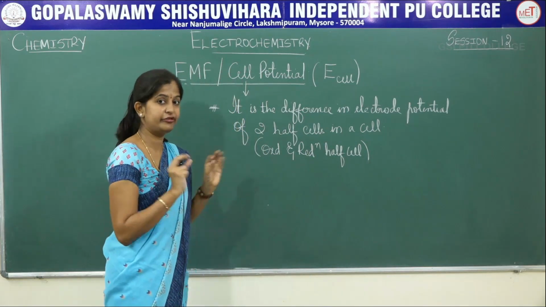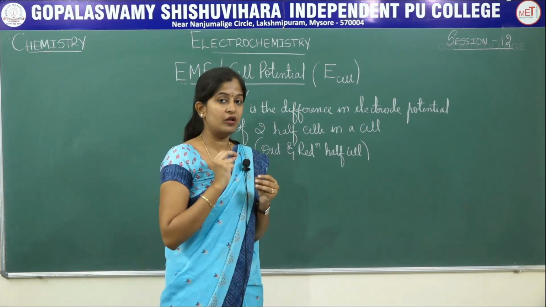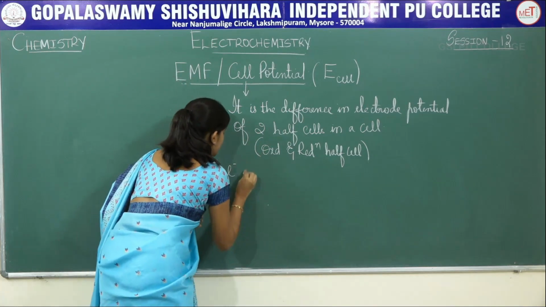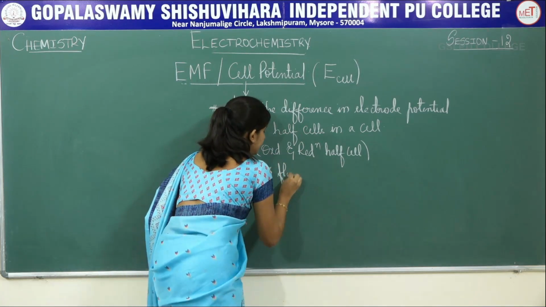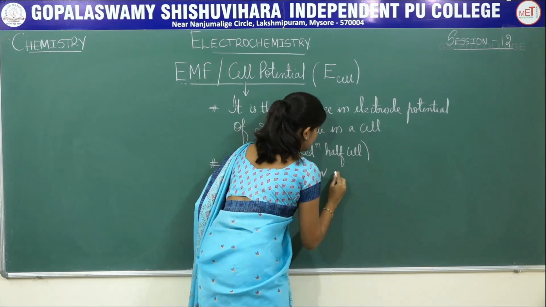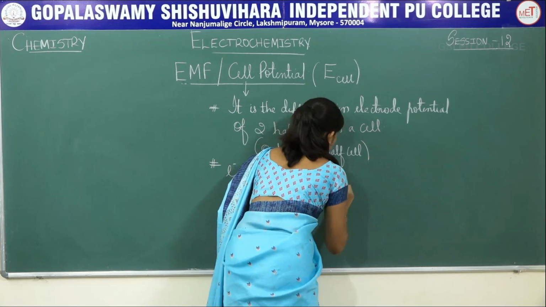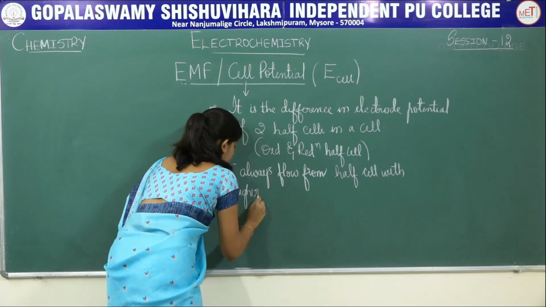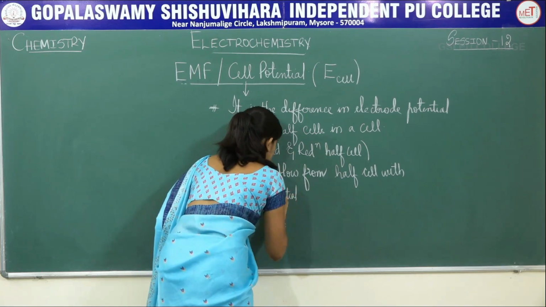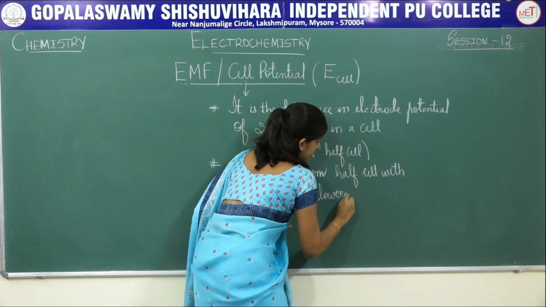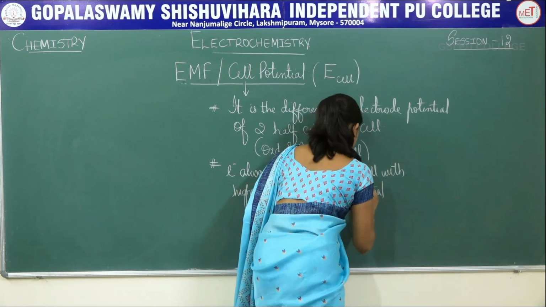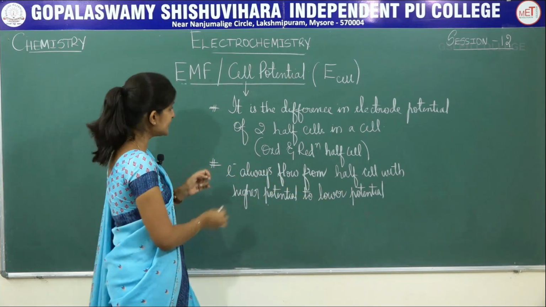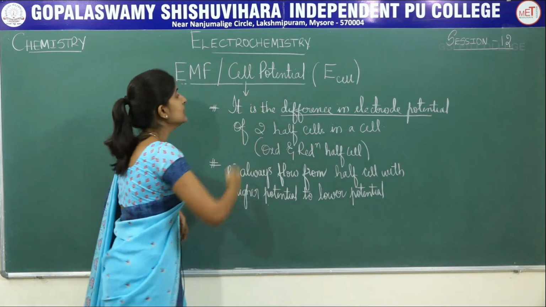Which means that the two half cells have different electrode potentials. And remember, the electron always flows from the half cell having higher potential to lower potential. So electrons always flow from the half cell with higher potential to the half cell with lower potential. This difference in electrode potentials between the two half cells is called your cell potential, and it is represented by E cell.